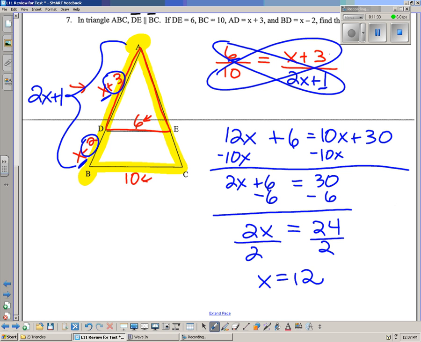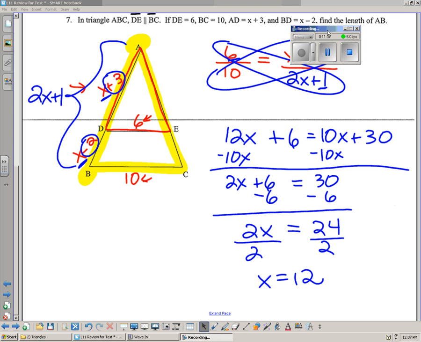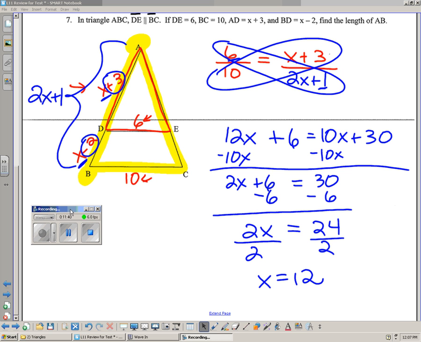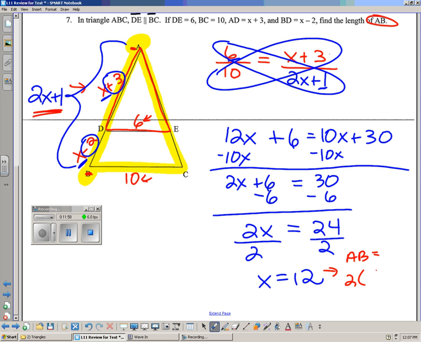Now in this case, x does not have a particular geometric meaning. It's not one of the sides. So if you notice, x minus 2 is BD, and AD is x plus 3, and BA would be 2x plus 1. They're asking us to find the length of AB. And we determined before A to B was 2x plus 1. So now AB is equal to 2 times the x value plus 1, which was 12. And 2 times 12 is 24, plus 1 is 25.